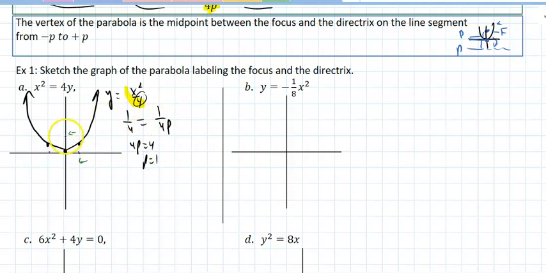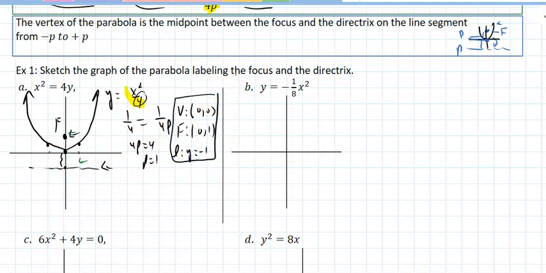If p equals 1, that tells you 1 unit above and 1 unit below is the line. So you need to label for me the vertex is 0, 0 in this case. The focus, well, if it's right there, it is at 0, 1. And the directrix is y equals 1 unit below. That's -1. And those you must label for me on every graph.